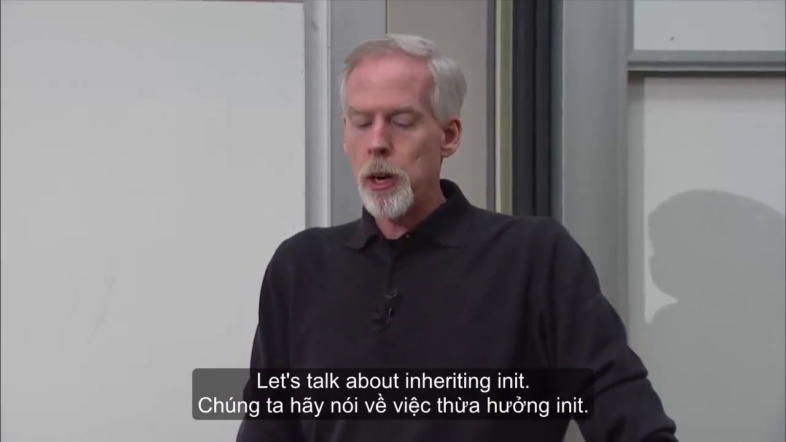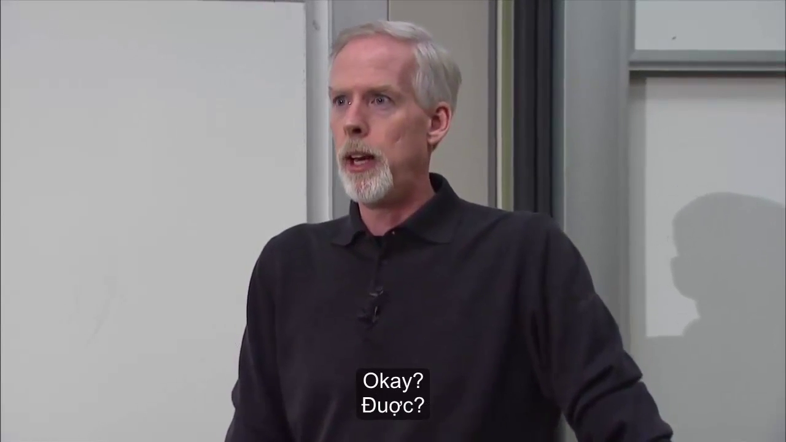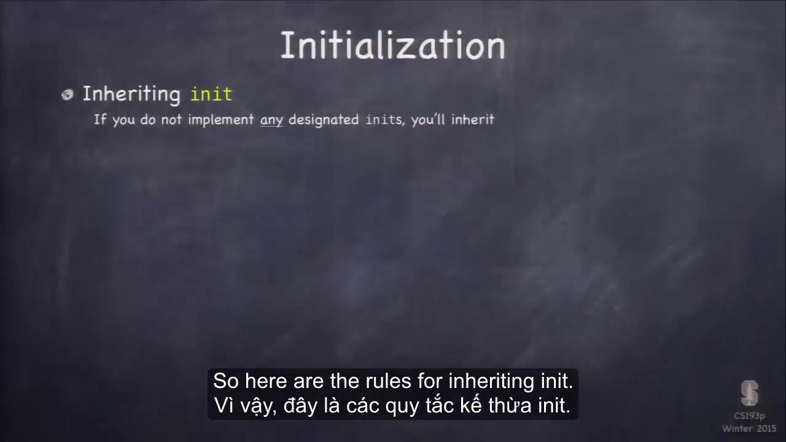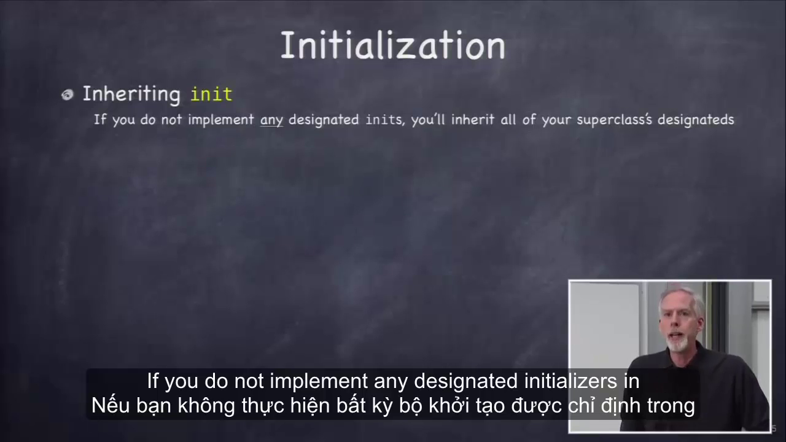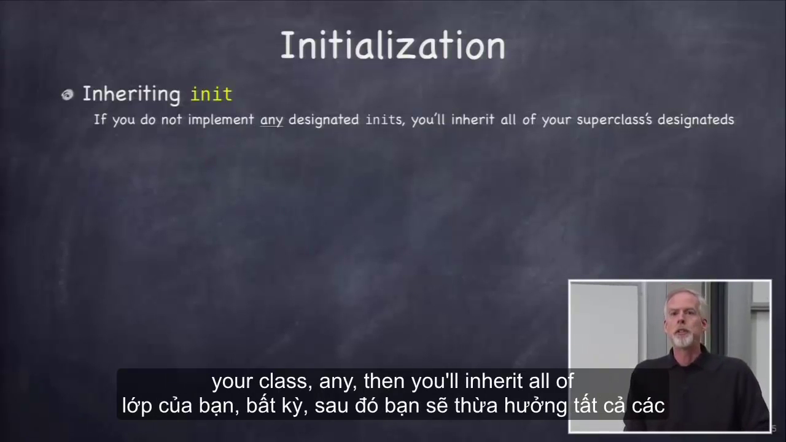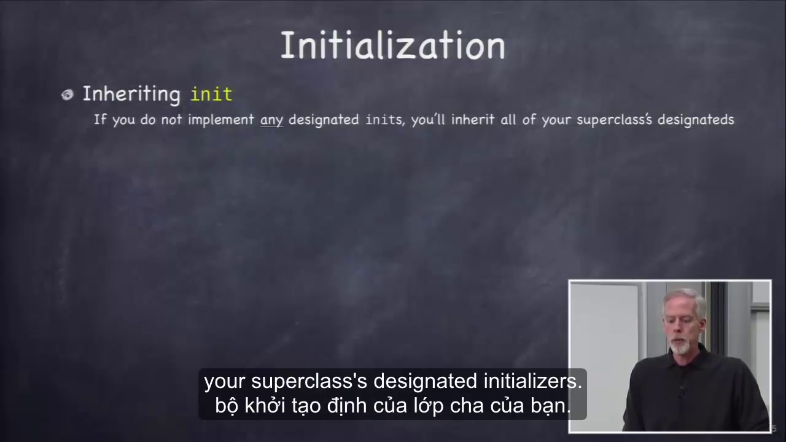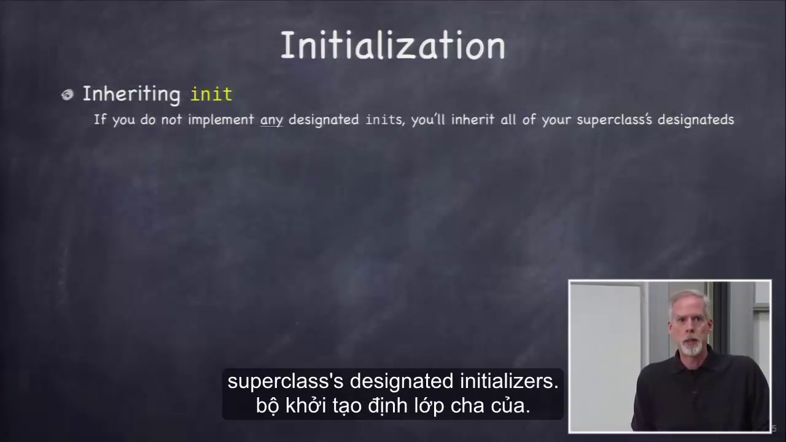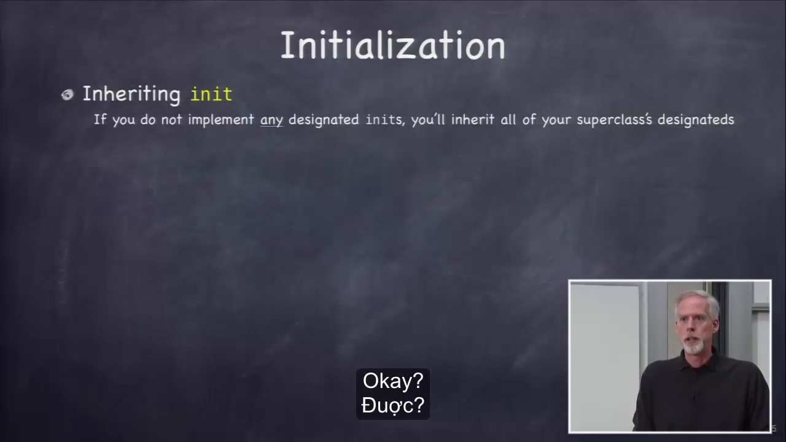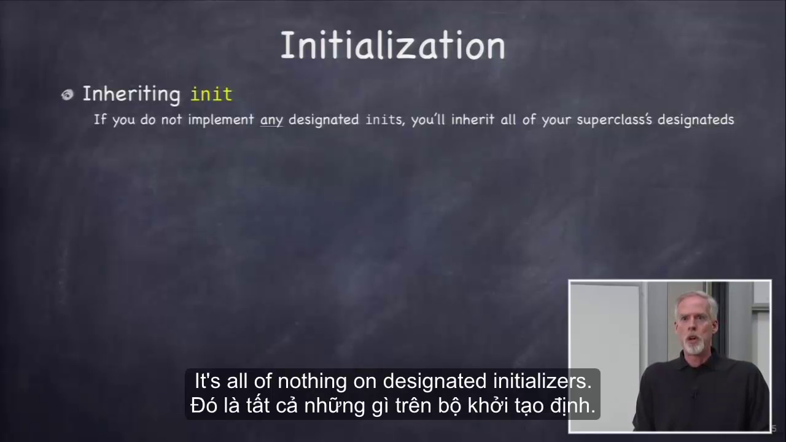Okay, let's talk about inheriting init. Because this is complicated as well. So here are the rules for inheriting init. If you do not implement any designated initializers in your class, then you will inherit all of your superclass's designated initializers. Otherwise, you will inherit none of your superclass's designated initializers. Okay? It's all or nothing on designated initializers.